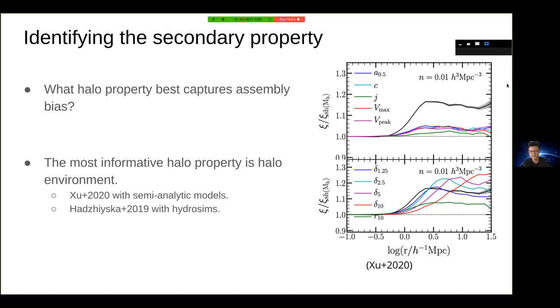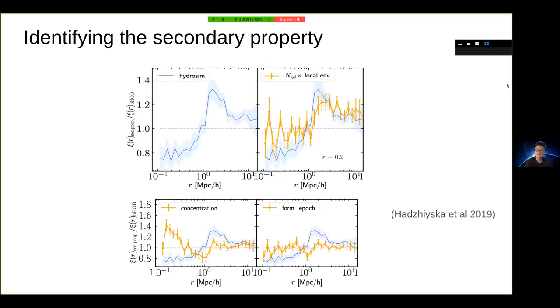So if we move on to the next slide. This is a couple of plots taken from Boreana's paper last year, where she used the Illustris TNG simulation to do similar work. In the top left panel, she's showing the assembly bias signature, again the ratio of galaxy clustering divided by the shuffled galaxy clustering.